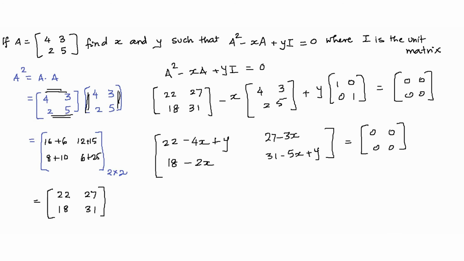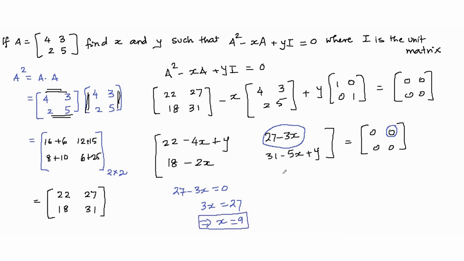And now I can equate the corresponding elements. So when I equate the corresponding elements, if you notice, 27 minus 3x equal to 0 will give me the value of x. So 27 minus 3x is equal to 0 gives me 3x is equal to 27, which means x is equal to 9, right? So the value of x is 9.